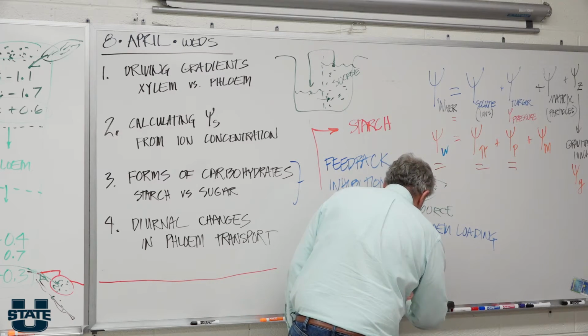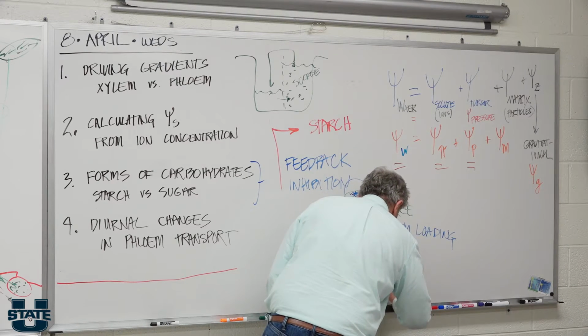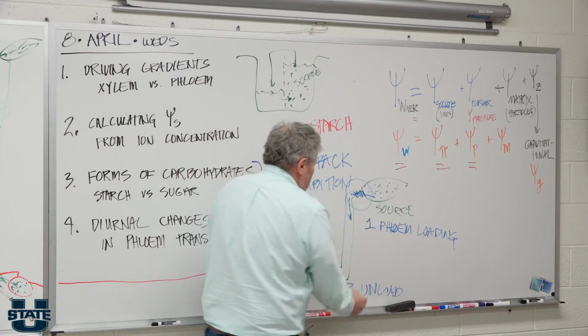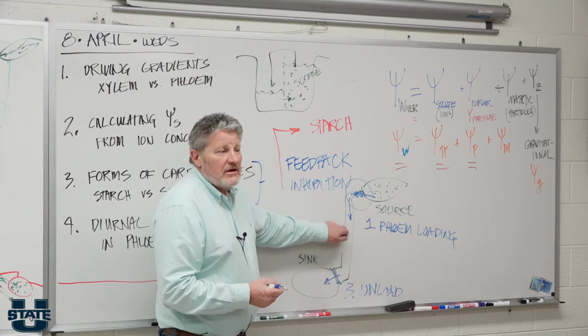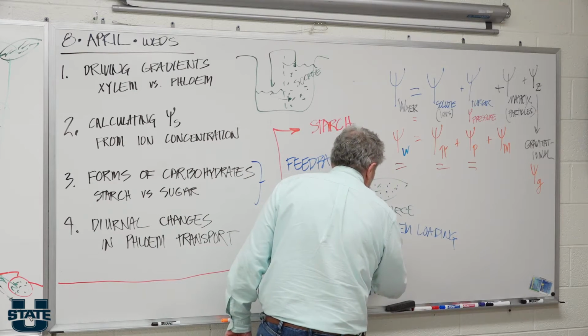And then down here is unloading, L-O-A-D. And in between, how about the freeway between them? Maybe this tube isn't big enough, and it's restrictive. And this is number 2, it's just transport.